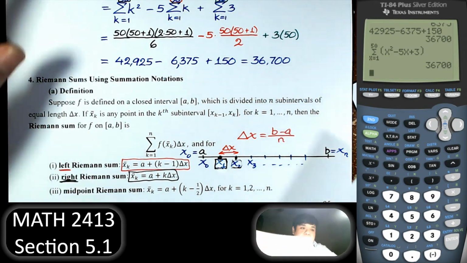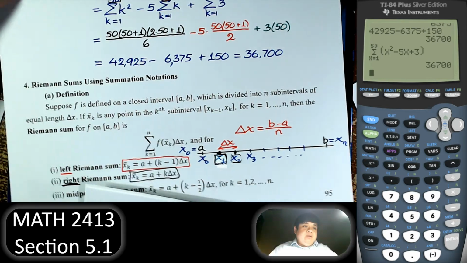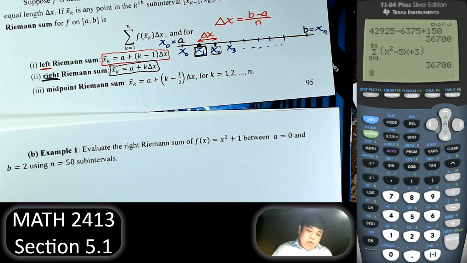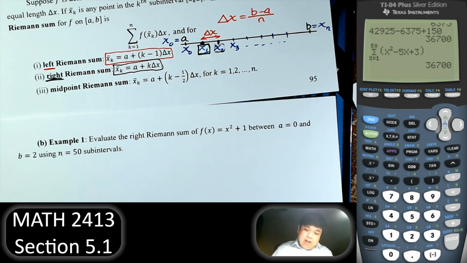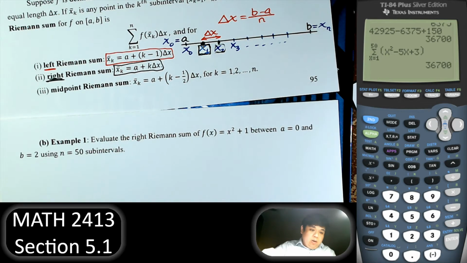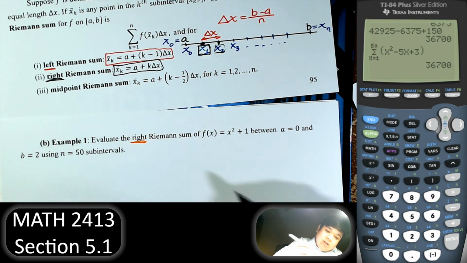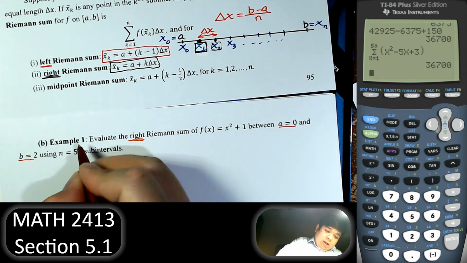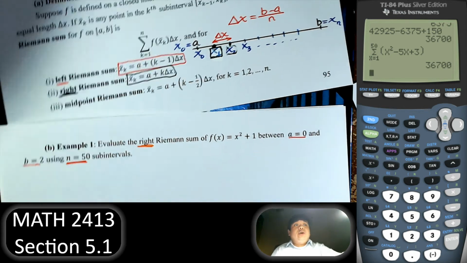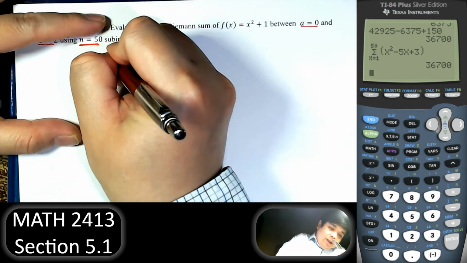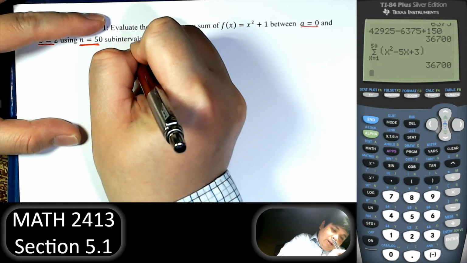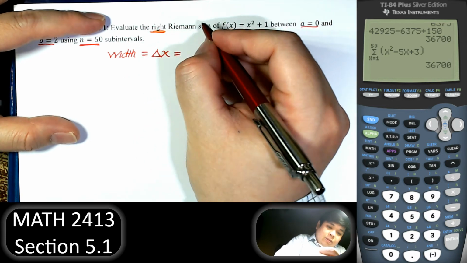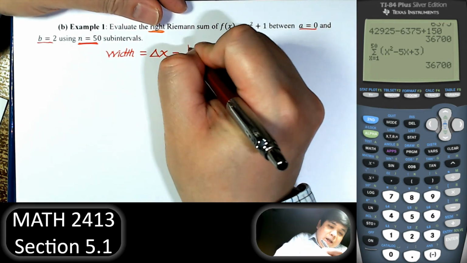Just like that, the formula. Now, let's do this more systematically, the big problem. Evaluate the right Riemann sum, from 0 to 2, with n equal to 50. So first thing we do is the width, which is delta x. Delta x is b minus a over n.